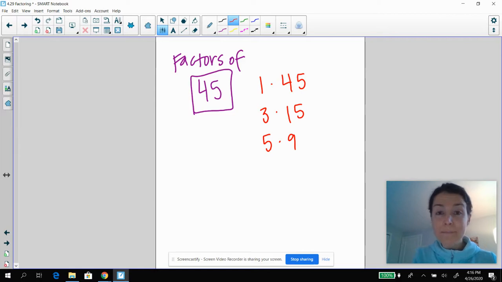And what we've done here is we're writing 45 as a product. It's a product of two numbers. And what two numbers do I multiply together to get us 45? That's what factors are, and that's what factoring is. We also talk about common factors a lot.